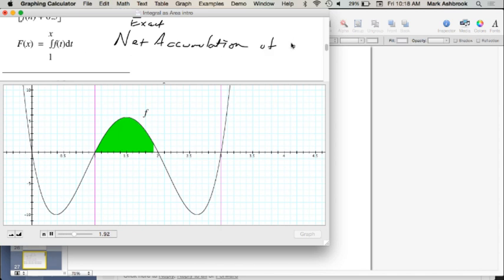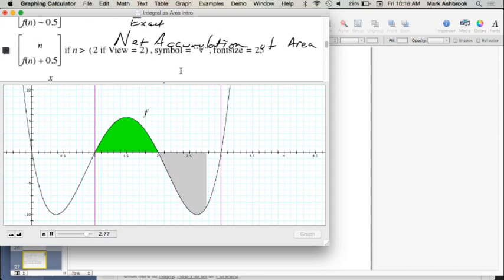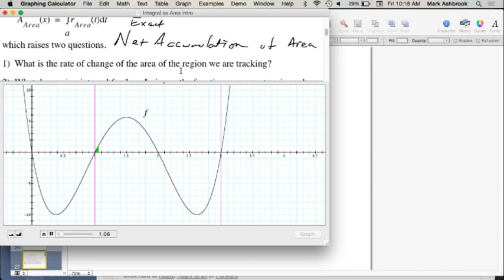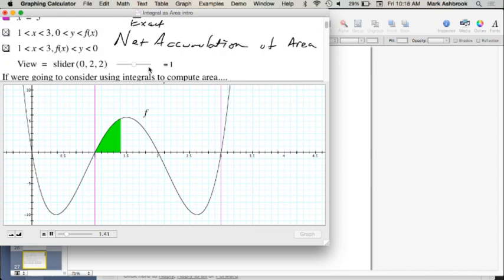Area. So that's just to see if you recognize it from the other direction, right? Giving you the integral function, do you see that that's exact net accumulation of area? Because f of t, the function value we've shown now, is the rate of change of area. So now the question is, what's the impact of the fact that sometimes function values are positive and sometimes they're negative.